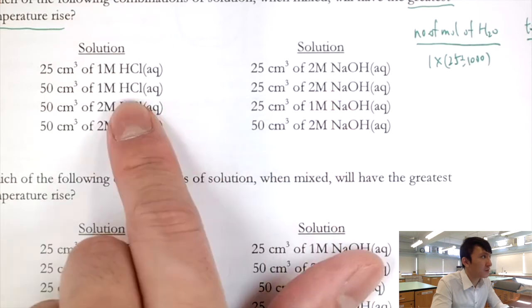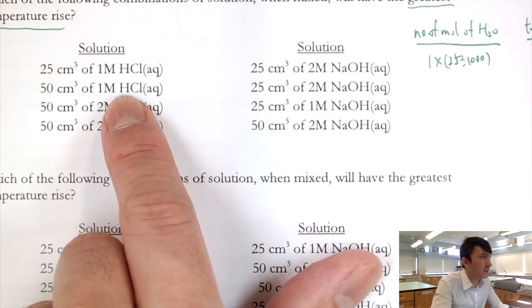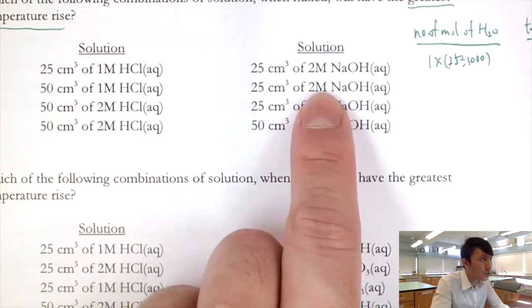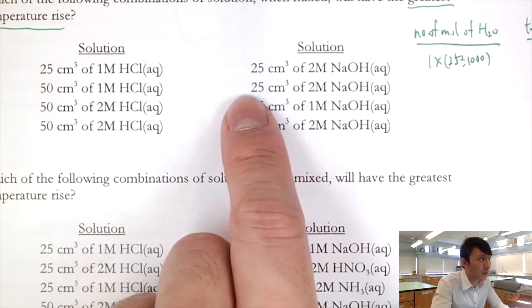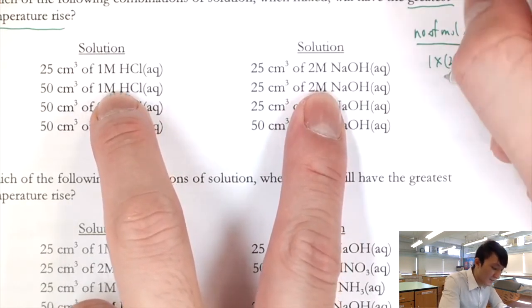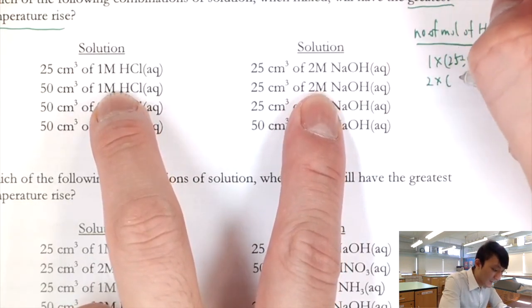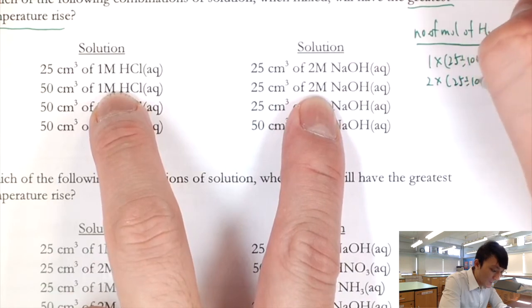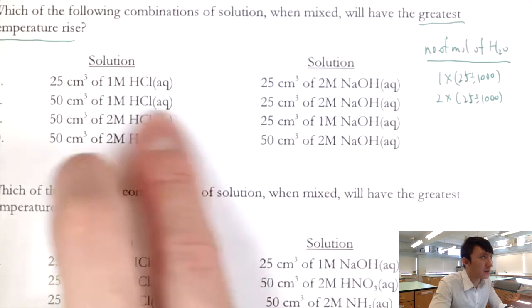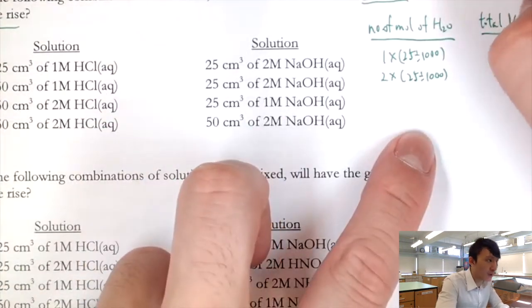So here, you need to look at the number of moles. So this one is 1 times 50 divided by 1000. This one is 2 times 25 divided by 1000. So actually, they are of equal molar. So it is 2 times 25 divided by 1000. Okay? And the total volume is 25 plus 50. So let's put it down, 75.